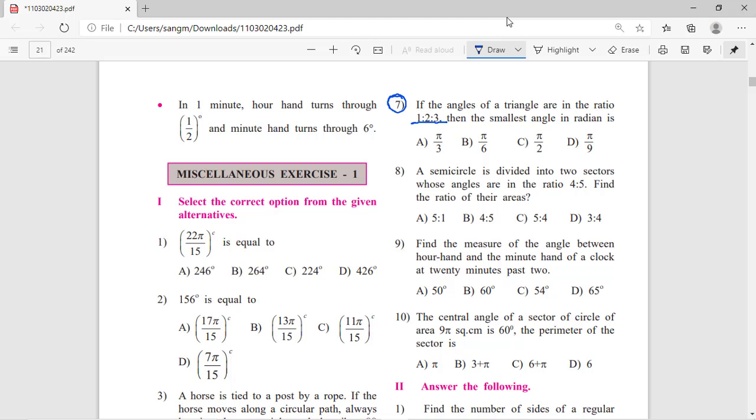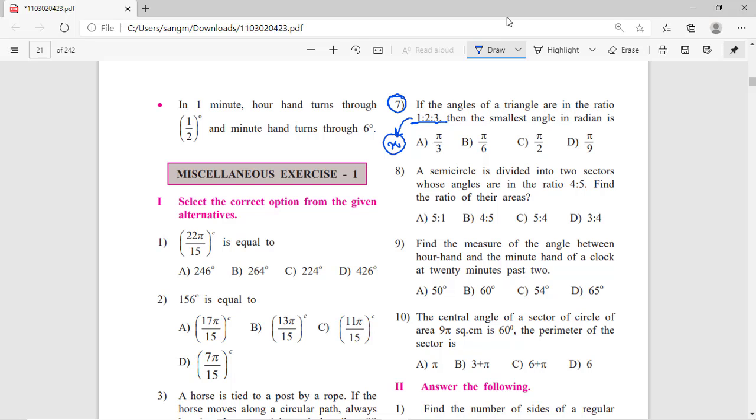So angles are in the ratio 1:2:3. So you have to take that ratio's proportionality constant as x and find the x, which is x plus 2x plus 3x becomes how much? It's a triangle, so it is 180 degrees. That part you have to consider and find the value of x.